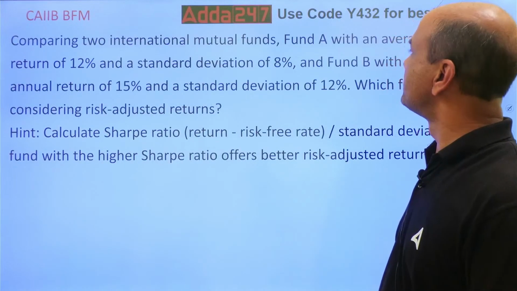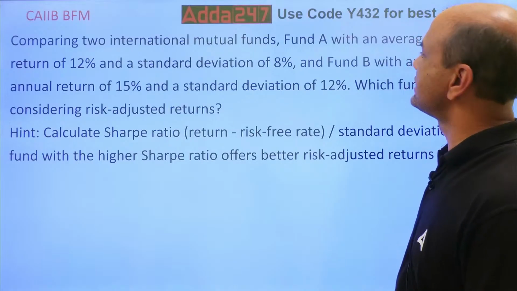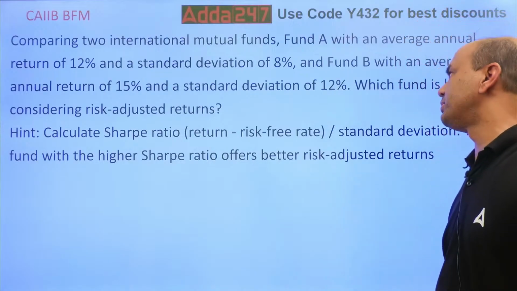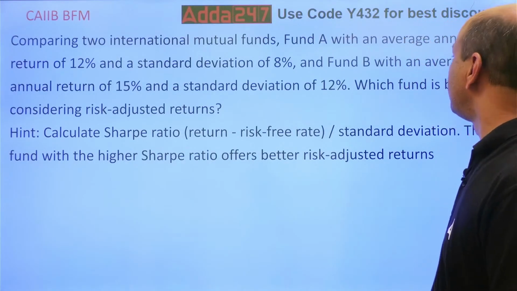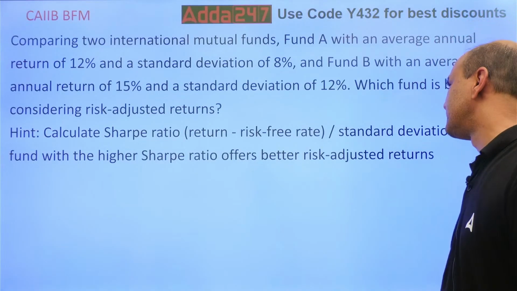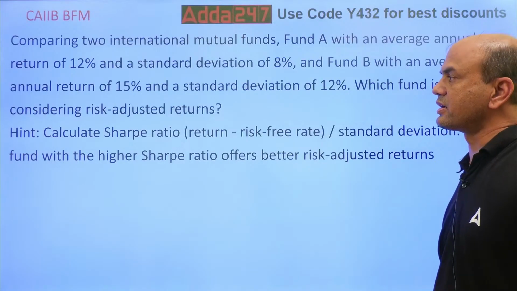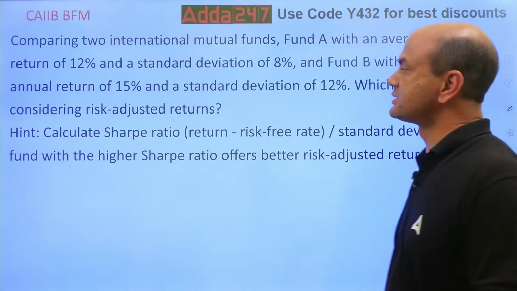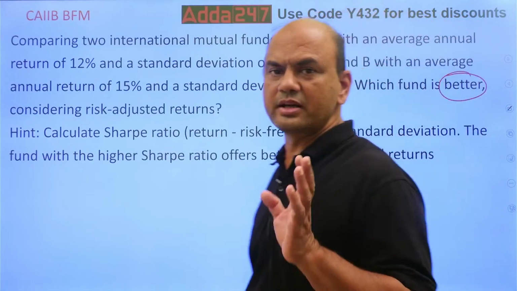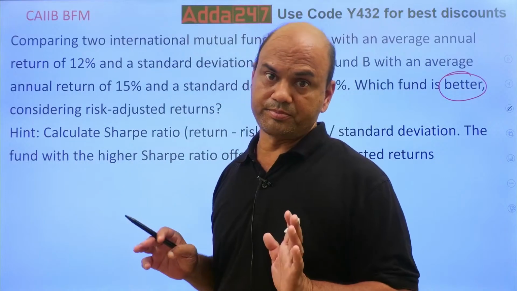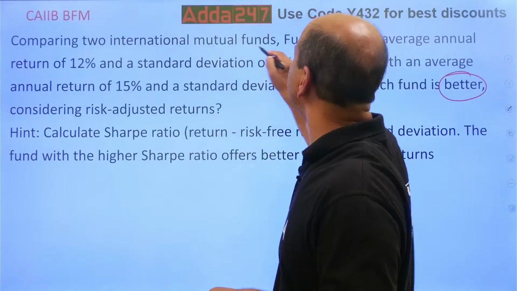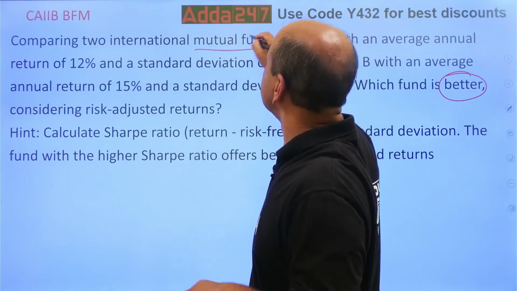Comparing two international mutual funds, Fund A with an average annual return of 12% and standard deviation of 8%, and Fund B with an average annual return of 15% and standard deviation of 12%. Which fund is better considering the risk adjusted return? So which fund is better? Now this is something different. This is a typical problem which might be asked. They can ask you in the name of a fund also. They can change it. They can call it a bond.